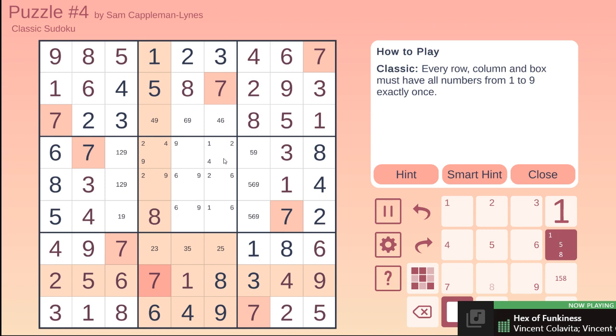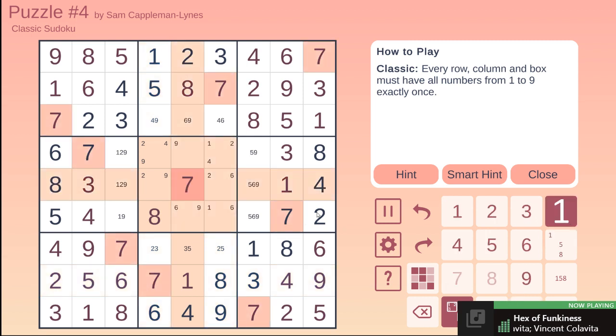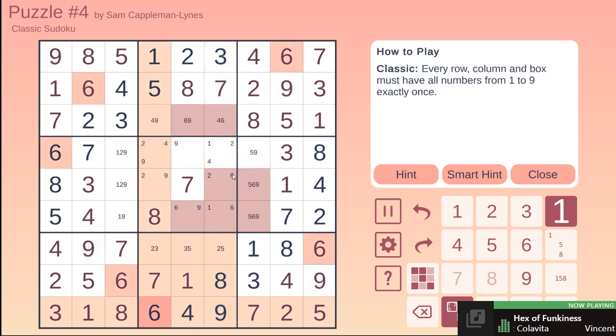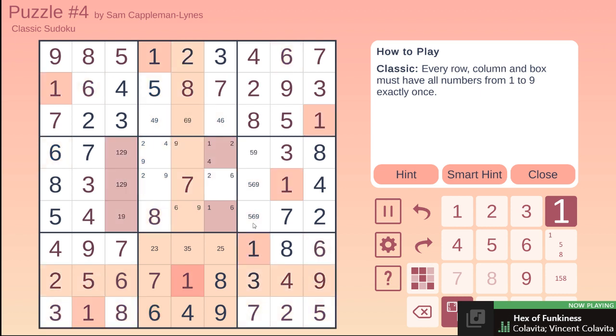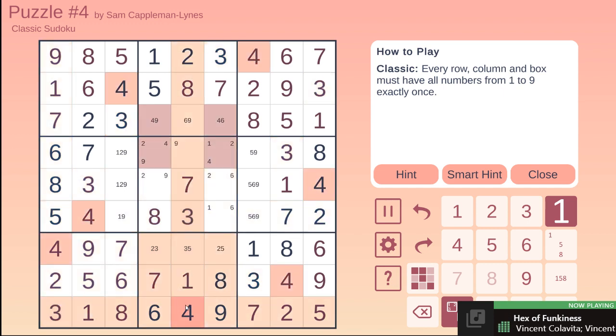7. 7 is actually insanely restricted. So much so that we can place a 7 down right in the middle. Very nice. 6 has to be in one of those spots, obviously. Non-negotiable. 1 is there. We've done 2. What about a 3? Well, 3 has to be here because every other spot is restricted. So that has to be a 3. What about a 4? We already did a 4.